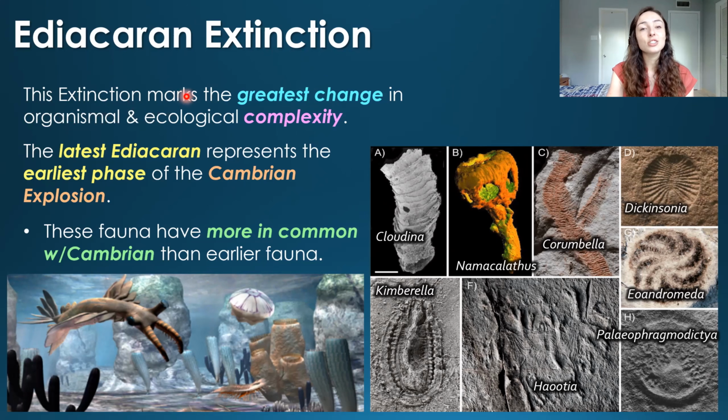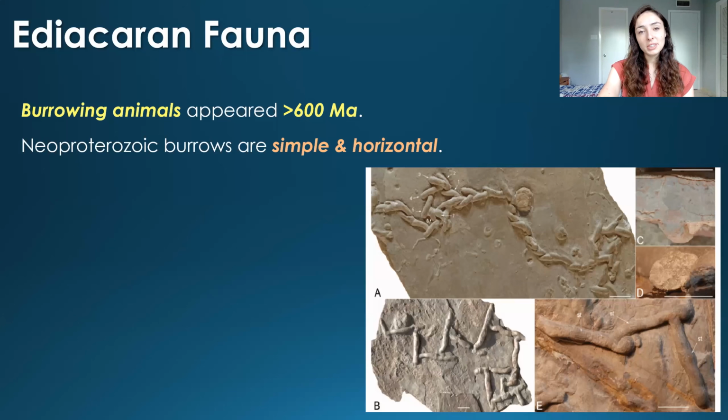So this extinction event actually marks the greatest change in the complexity of both organisms and ecosystems throughout Earth's history. And like I mentioned earlier, the latest Ediacaran organisms actually represent the earliest phase of the Cambrian Explosion. So it's not really the Cambrian Explosion, because even after the extinction of Ediacaran fauna, the earliest Cambrian-like organisms are found in the pre-Cambrian, before the Cambrian boundary. So now I'm going to talk a little bit about the Ediacaran fauna and then the Cambrian fauna just after it, and how they compare and contrast.